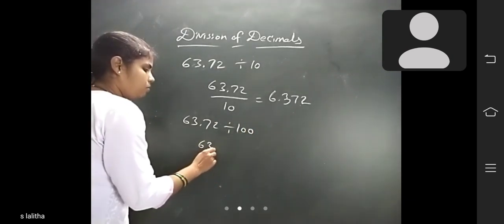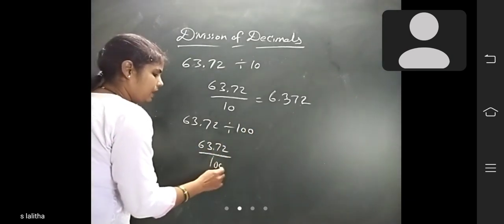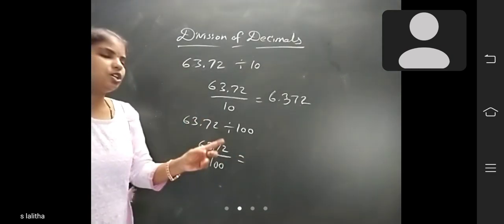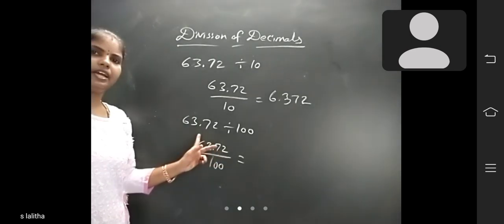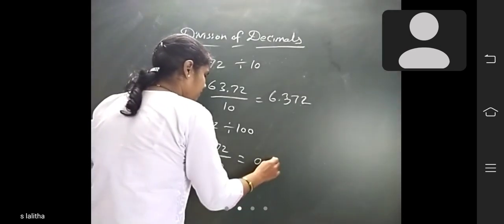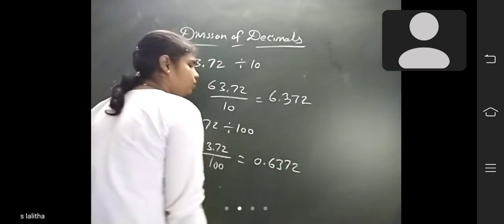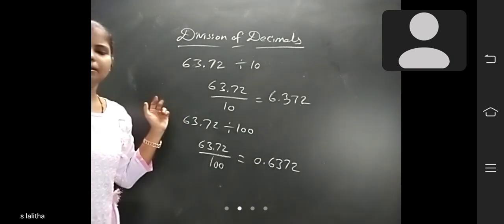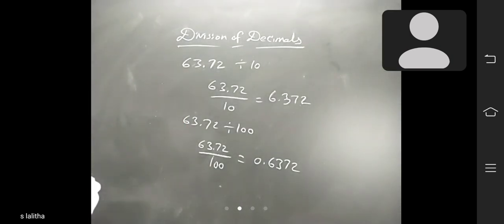Did you understand? Like that, 63.72 divided by 100. So 63.72 divided by 100 is equal to, here how many zeros in 100? Two zeros. So the decimal point moves two digits to the left side. So what is the answer? 0.6372. Did you understand, children? Like that, this is dividing a decimal by 10 or a power of 10.